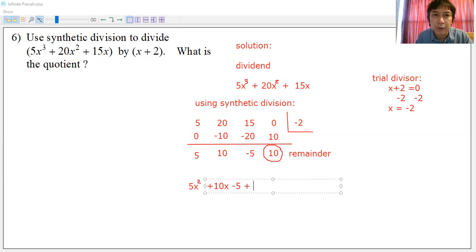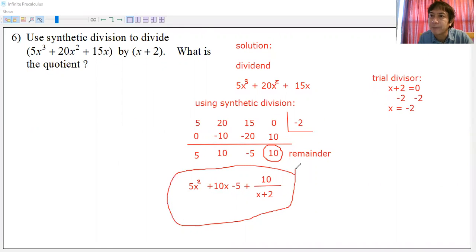So this will be a plus, and then you put the number 10 over here. And put the divisor at the denominator part, x plus 2. And we provide a fraction line. That's it. And we have the answer. This is our quotient.